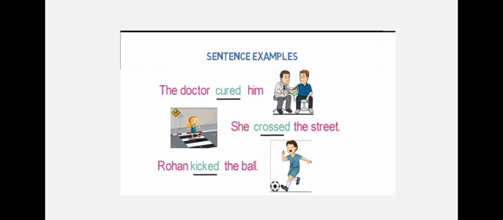Second example, she crossed the street. Now here also again, she is performing the action, which is a subject. Crossed is the verb, and who crossed? She crossed, and the action is landing on the street. So the street is the receiver of the action. Even the third example, Rohan kicked the ball. Now what did Rohan do? He kicked the ball. Now here, kicked is the verb, and the receiver of the action kick, is it Rohan or the ball? Who is receiving the action? The ball. So even this sentence has a transitive verb.